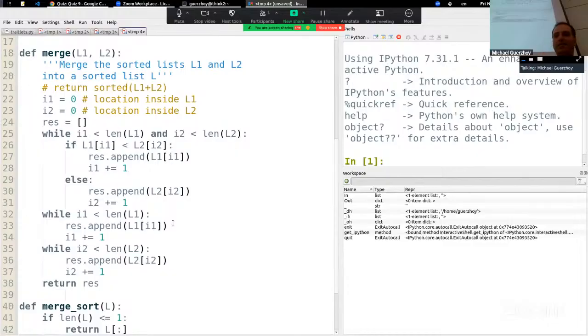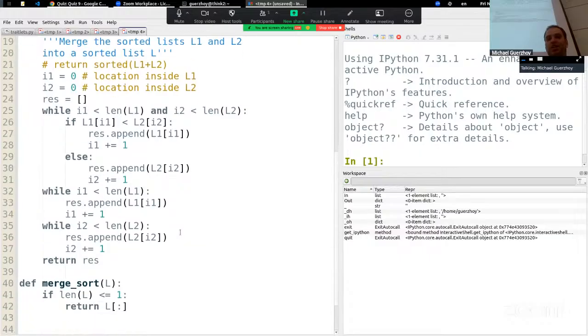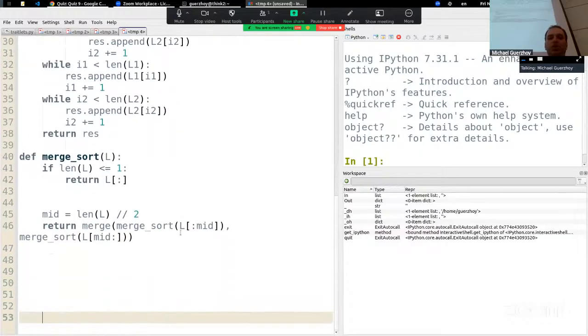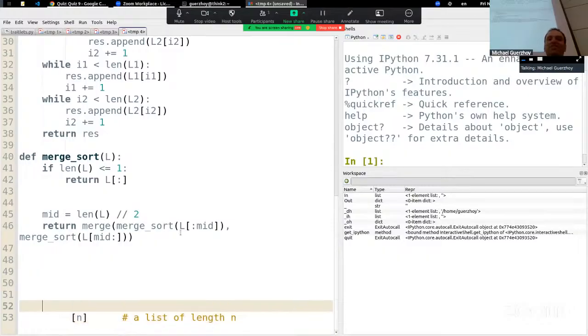So how do we analyze it? Let me first do the calls. So the notation here is like I'm going to try to make it as non-annoying as possible. So this means a list of length n. It's kind of not standard, but that's the best I can do.